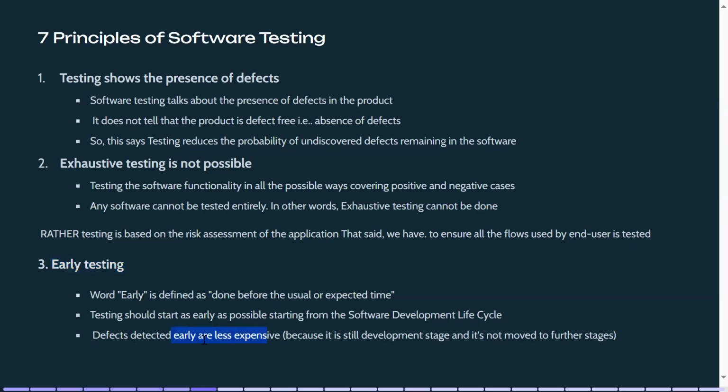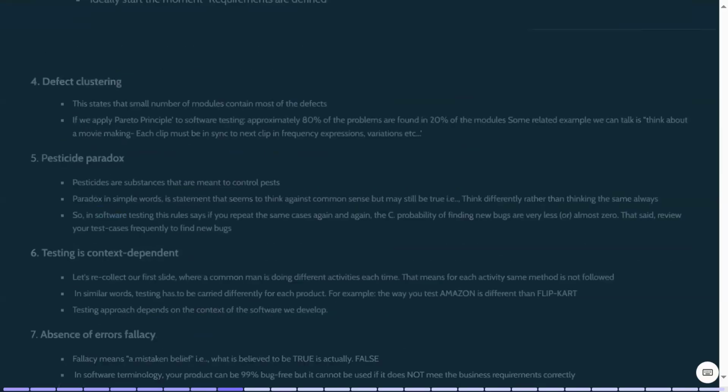So here, defects detected early are less expensive because it is still the development stage and it has not moved to the further stages. So early testing is always the best choice. This is one of the principles in software testing. We covered 3 as of now. We have 4 more.